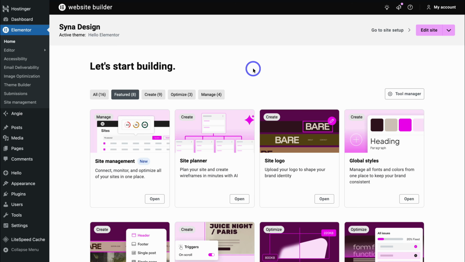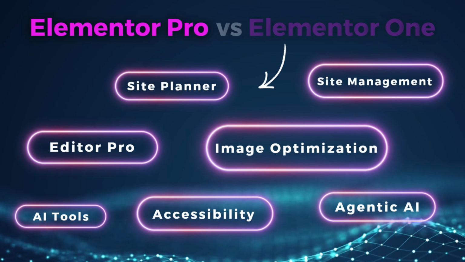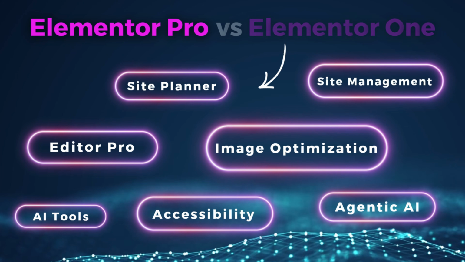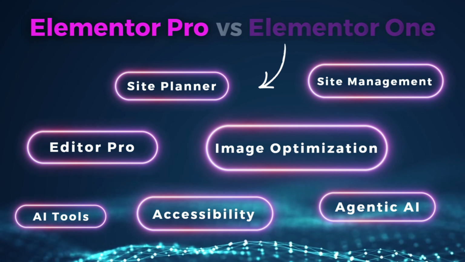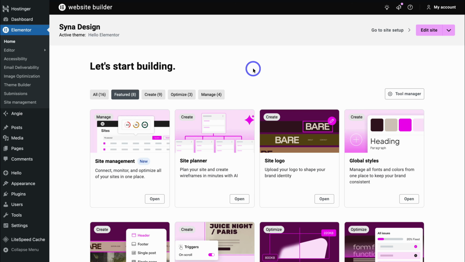Again, Elementor One is a unified experience to building websites. You get Elementor Pro, as well as all the tools we've talked about today. Each of these, especially if you run an agency, are ideal for building and managing your clients' websites. Again, with tools like the Site Planner, Site Management, Angie, Image Optimization, and the Accessibility tool, you do not need to pay for multiple tools and subscriptions. As an agency, you have all of these tools in one place.